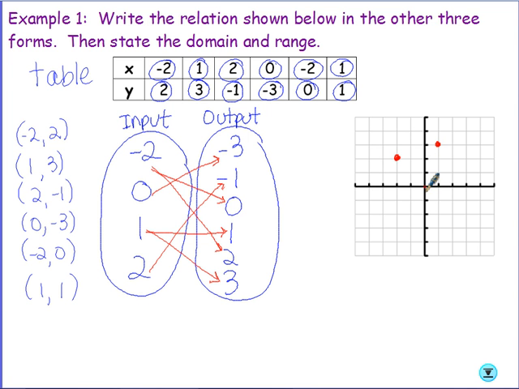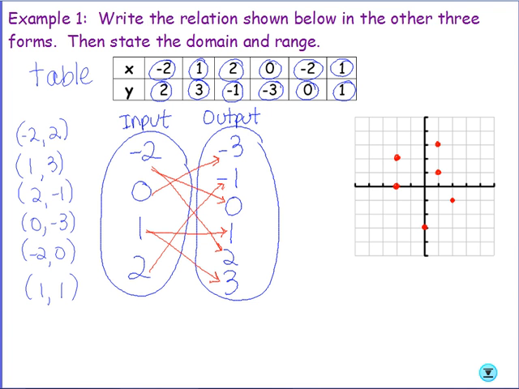Next pair, +2 to the right, but then down 1 because it's negative. Third pair, stay at 0, but then go down 3. Next pair, go to the left 2 and stay there. And our final pair, go to the right 1 and up 1 and put a dot there. So those are our other 3 forms: points, mapping diagram, and a graph.